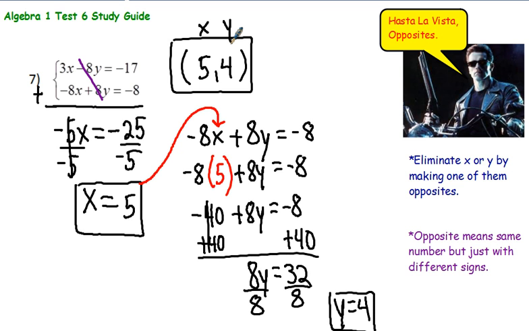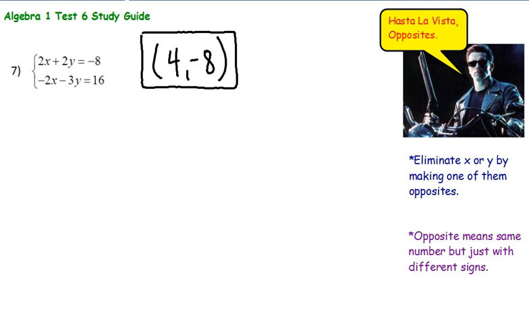Alright, so go ahead and pause now. Try number 7 on the right side. And let's see what you got for number 7. Should have it at this point. Number 7 on the right side should have positive 4 for your x and negative 8 for your y.